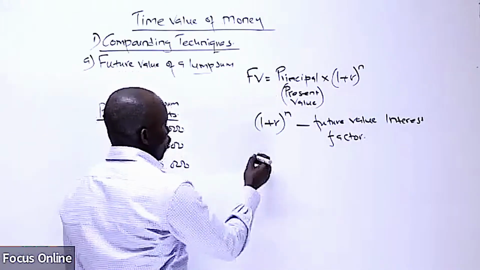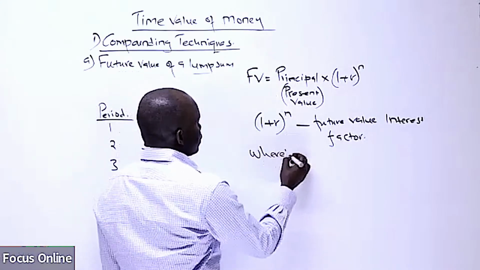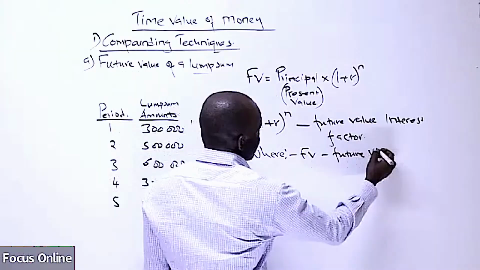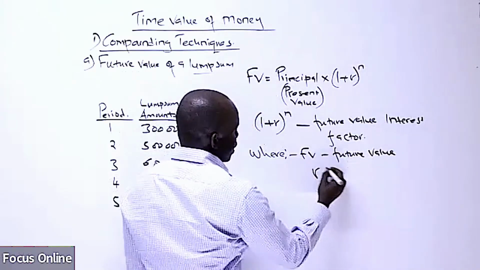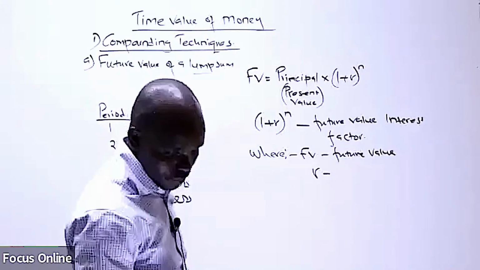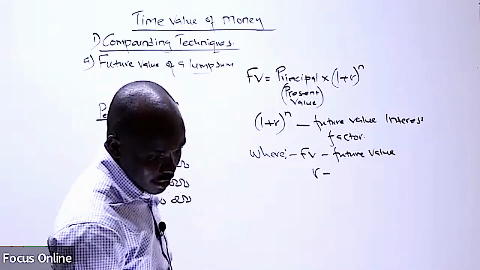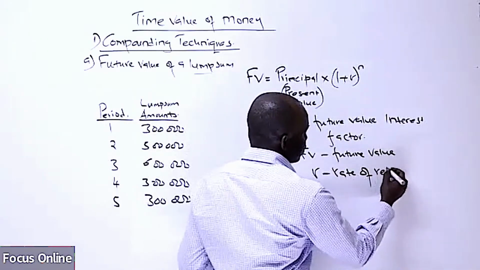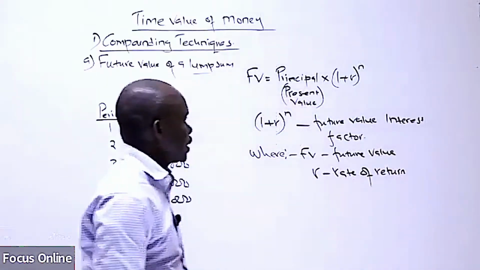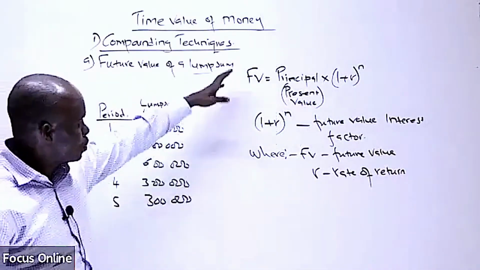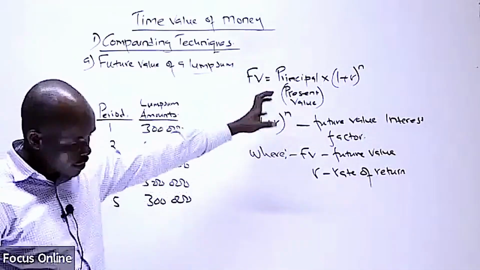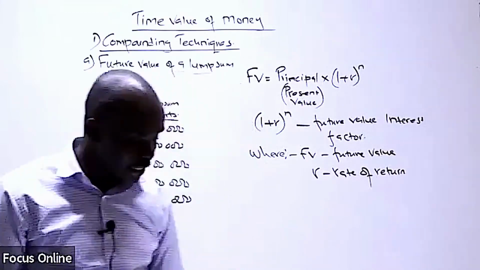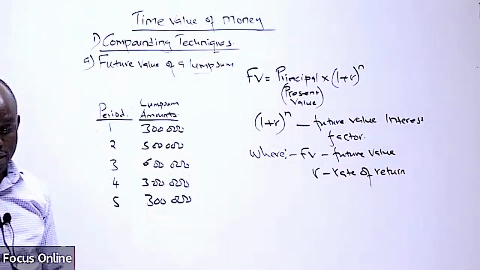So here we can say where FV is future value, and R is the discounting, or not discounting rate, but rate of return. It's important for you to write this formula. Just write this. Rate of return is like the interest rate.